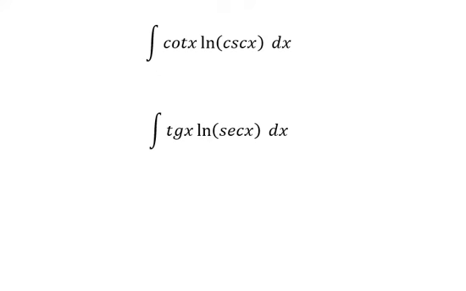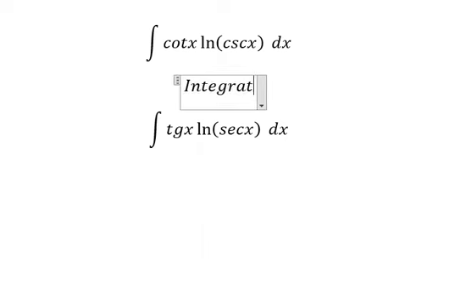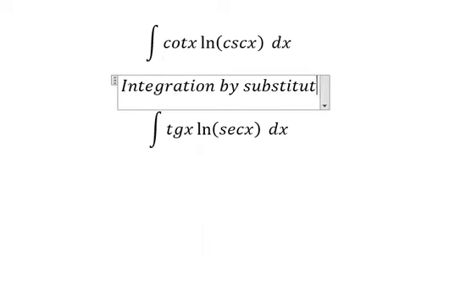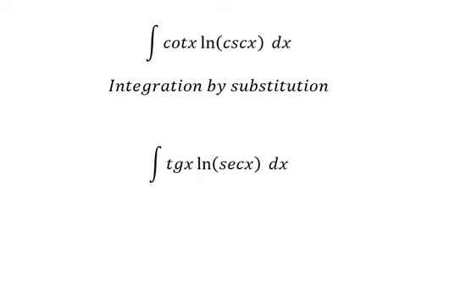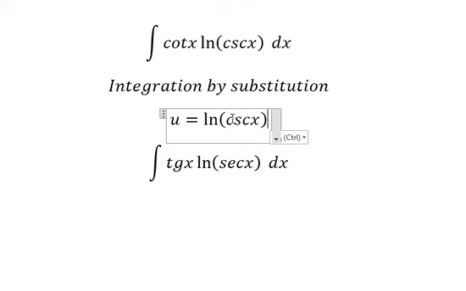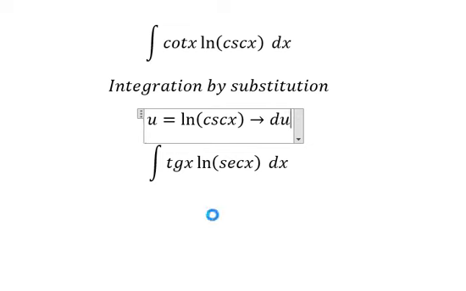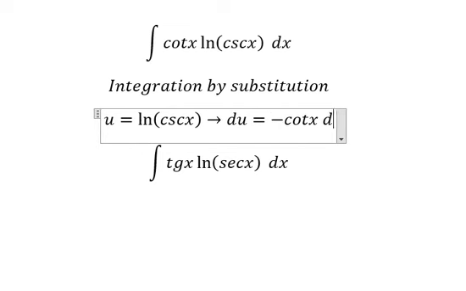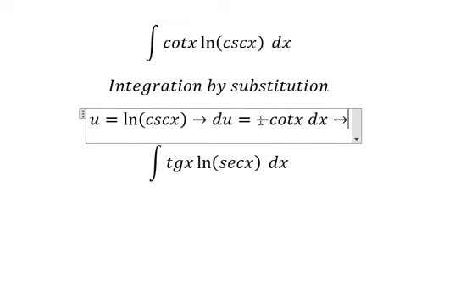We need to use integration by substitution. So I will put u equals to this one. Later that, we need to do first the derivative for both sides, and we have negative cot x dx. Because we don't have the negative sign in here, I will put this one to the left.